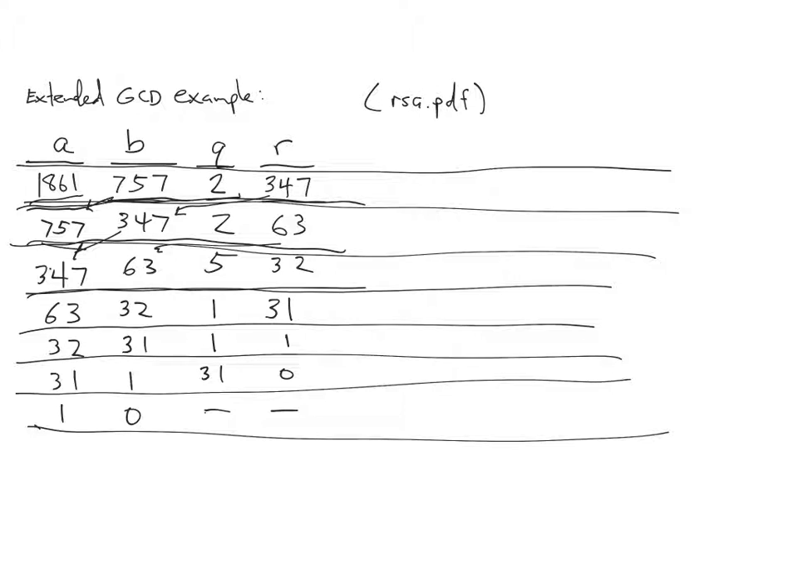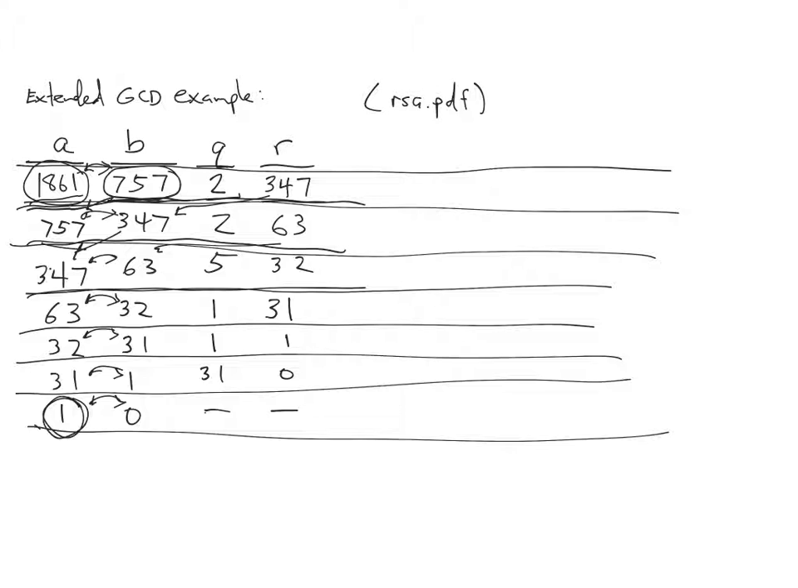Okay. So that proves that the GCD of my original numbers, 1861 and 757, is in fact 1, because the GCDs all the way down are all the same. The GCDs of all these pairs of numbers all the way down are equal to each other, and hence all equal to 1.